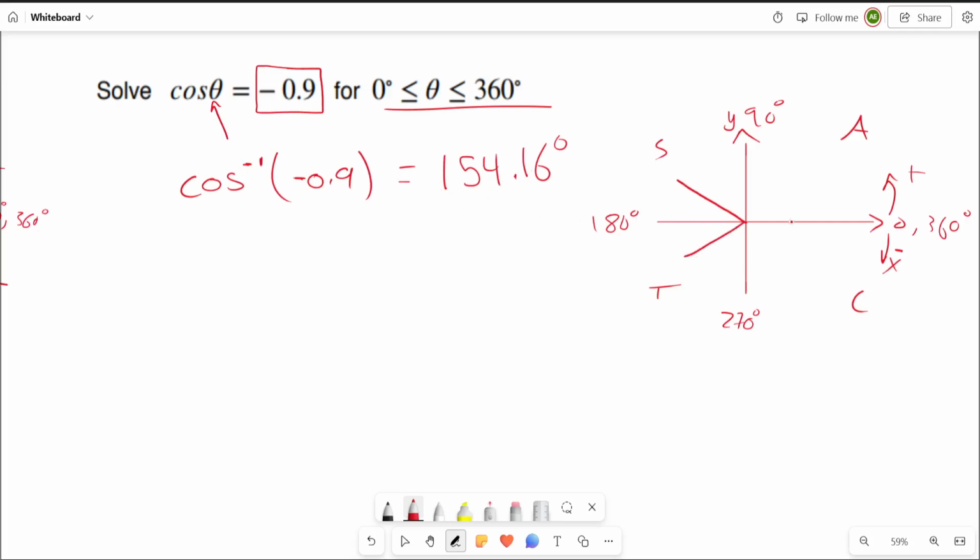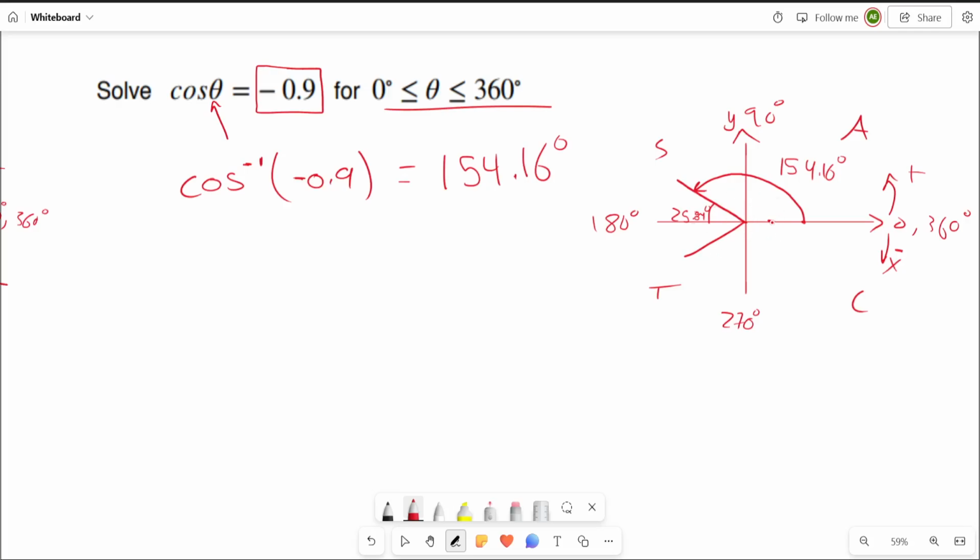So let's start with the base angle. I always start with my positive x side. I will move 154 anti-clockwise because it's a positive angle. So I will know that this whole angle is 154.16 degrees. And this angle is basically 180 minus 154.16 because this is a straight line. This is going to give me an angle of around 25.84 degrees.